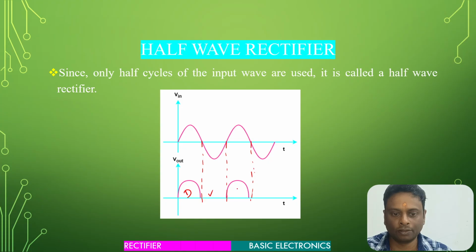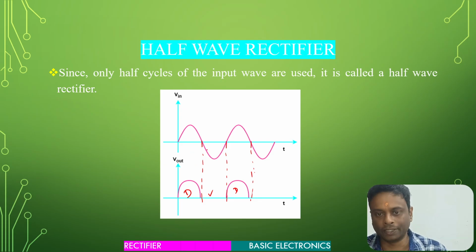Due to this semiconductor diode, we are getting the voltage across the load resistor in the positive half cycle of the input cycle only. That is why it is known as a half wave rectifier. So that is all.